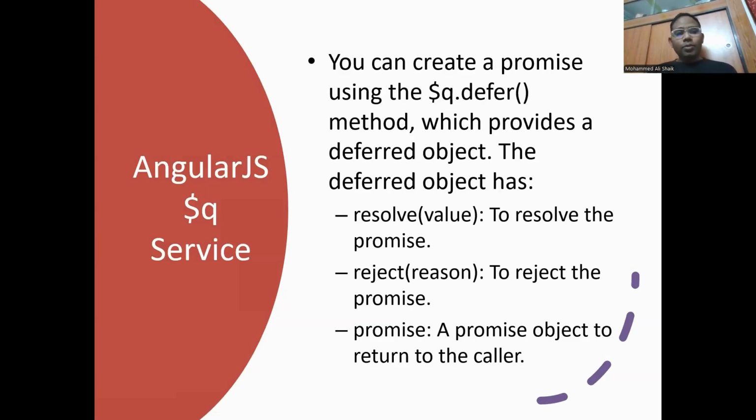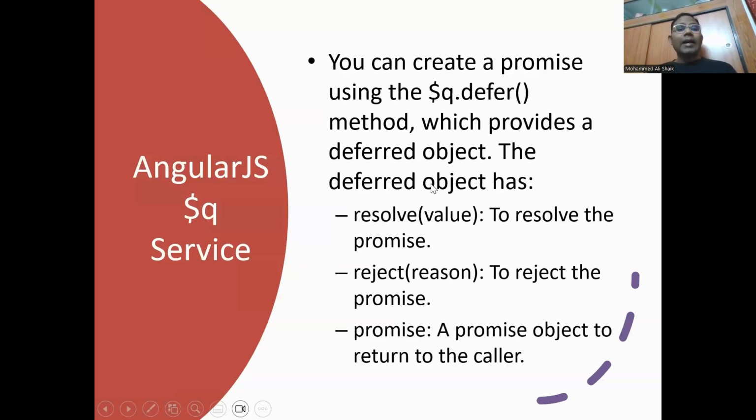With $q you can handle asynchronous tasks like HTTP requests, timers, or any other operations that may take time to complete. Generally these depend on some external source or external file, or a timer. It may take some time to complete, in a clean and manageable way. You can create a promise using $q.defer. There is a method called $q.defer, which provides a deferred object.